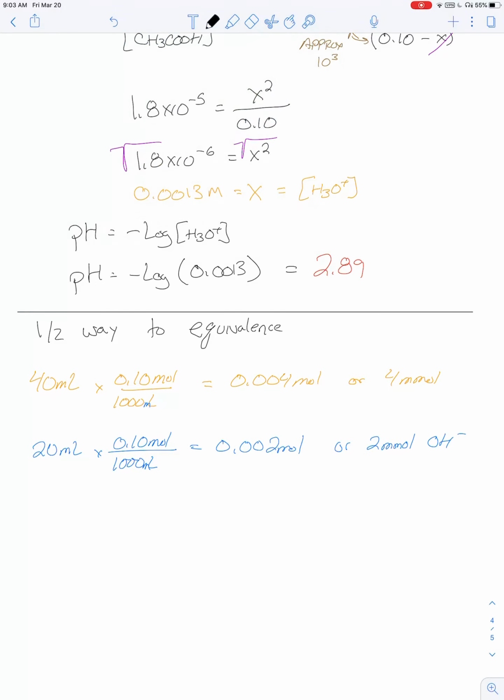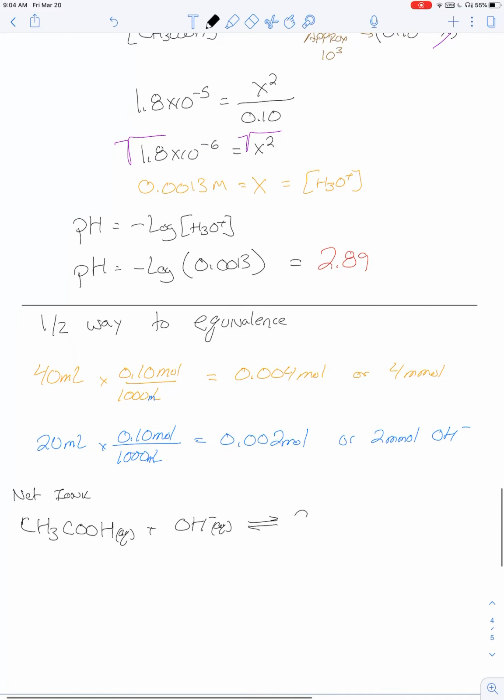Your net ionic equation will be CH3COOH, acetic acid, plus hydroxide going to, well, where's the proton donor? Acetic acid, so we're going to make acetate. And we're going to make water.